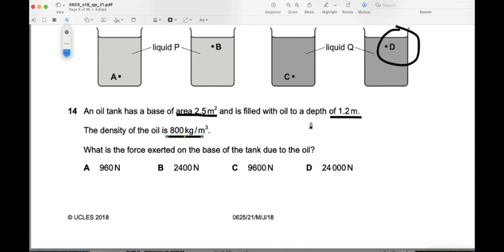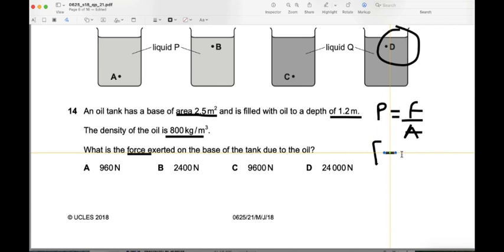So what is the force? First of all, pressure is force over area. So let's make the force the subject of the formula from here. We cross multiply to find the formula for the force. After that, we calculate the pressure. We already have what it takes to calculate the pressure from the question. They ask what is the force exerted on the base of the tank, so we're looking for the force. If you cross multiply, force is pressure times the area.